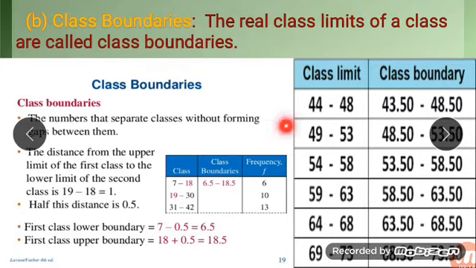So what will be class boundaries? The class boundaries are the numbers that separate classes without forming gaps between them. As you can see here, there is a gap between 48 and 49, but with boundaries there is no gap. Such values can then be recorded in that class. So this is the significance of class boundaries. Class boundaries are obtained by subtracting 0.5 from the lower class limit and adding 0.5 to the upper class limit, like 44 minus 0.5 gives 43.5, and 48 plus 0.5 gives 48.5, so then it will be continuous.